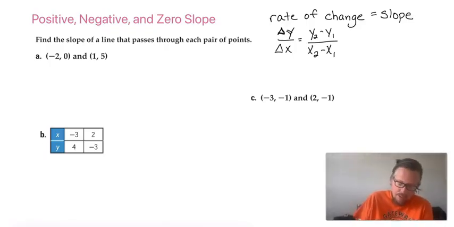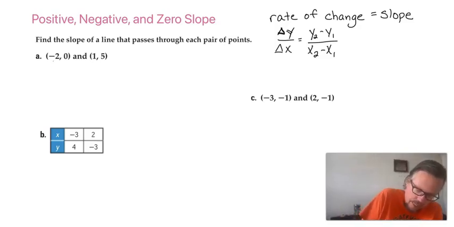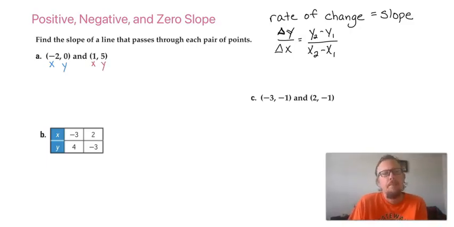This first problem that we have here, the coordinates that we've got are (-2, 0) and (1, 5). And the first thing I'm going to do is label these x1, y1, and x2, y2. Remember that in a coordinate pair, the x is always the first one. So the -2 is going to be the x, and the 0 is going to be the y. And then I'm going to use a different color just for this first one. The 1 is going to be our x, and the 5 is going to be the y.